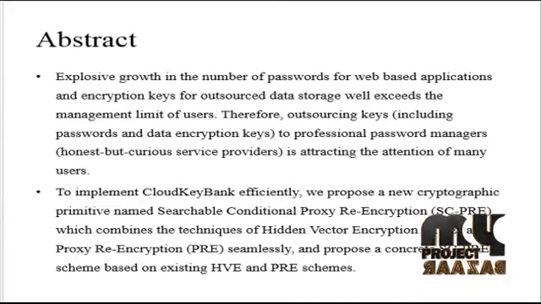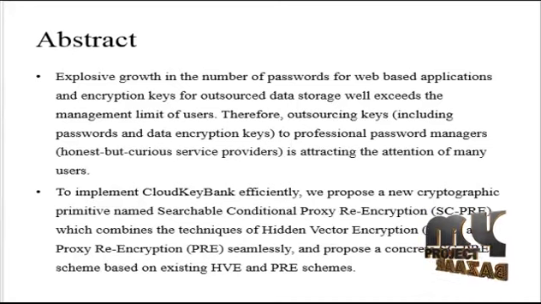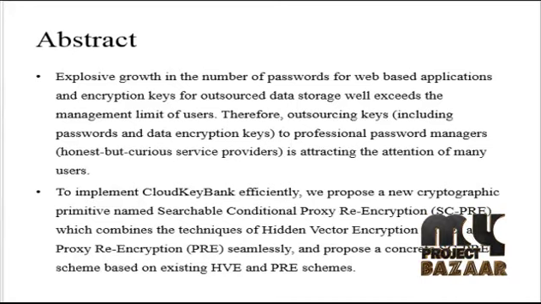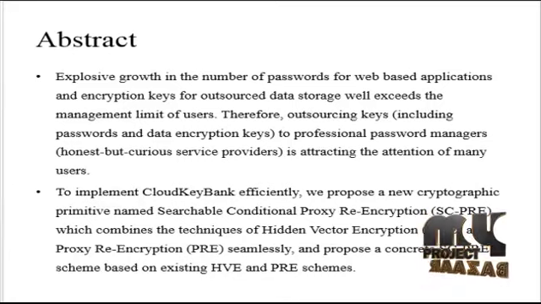In this paper, we propose CloudKeyBank, the first unified key management framework that addresses all three goals above. Under our framework, the key owners can perform privacy-preserving, controllable authorization and enforced encryption with minimum information leakage. To implement CloudKeyBank efficiently, we propose a new cryptographic primitive named searchable conditional proxy re-encryption, which combines techniques of hidden vector encryption and proxy re-encryption seamlessly, and propose a concrete SC scheme based on existing HVE and PRE schemes.